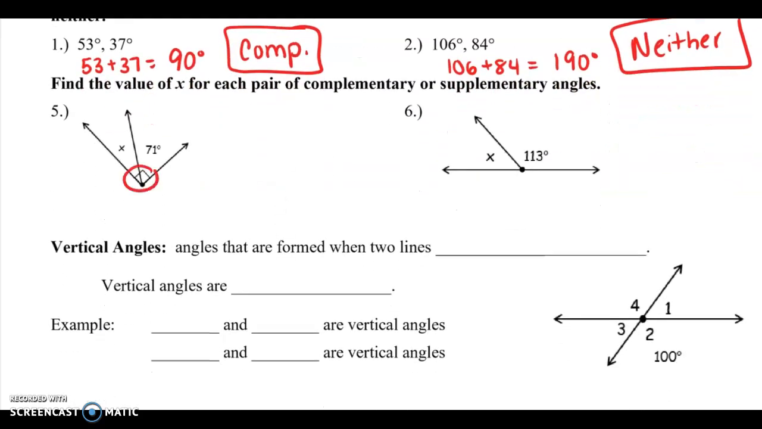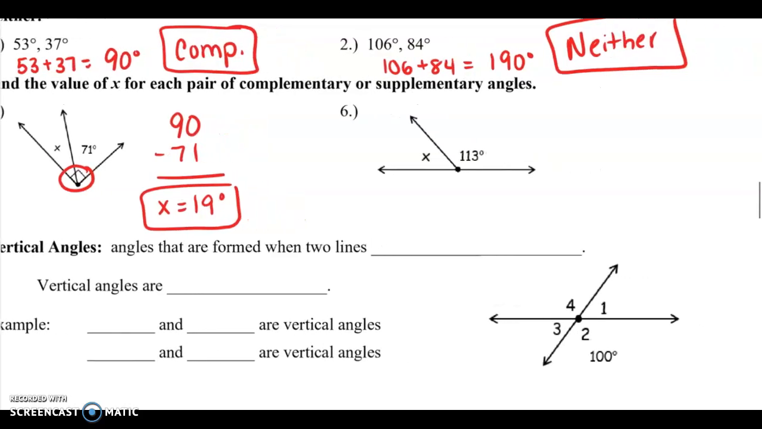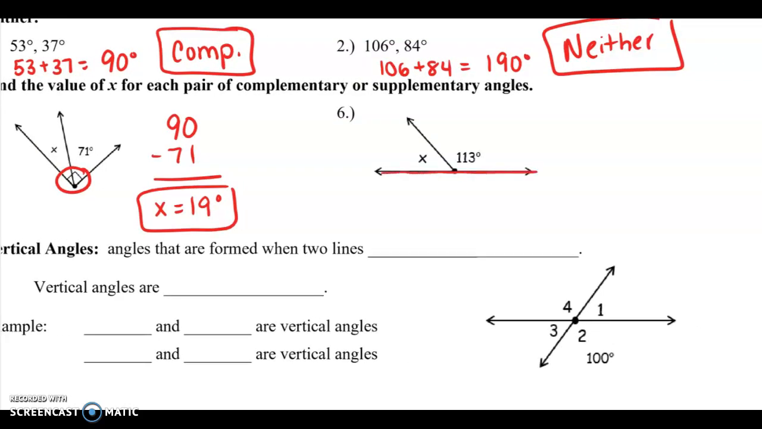All right, finding the missing measurement. Well, I see the box, so that means that these measures need to add to 90 degrees. So I can take 90 and subtract 71, and that's going to give me what that missing angle measure is, and X is equal to 19 degrees. Same thing here. This makes a straight line. Straight lines have to add to 180. So I take 180, I subtract my 113.